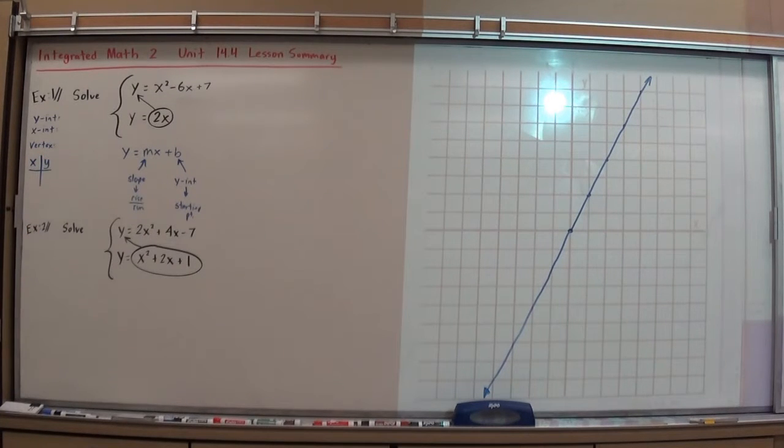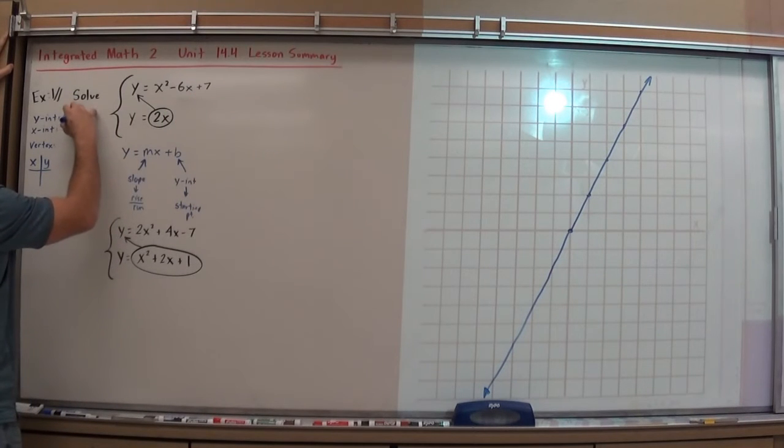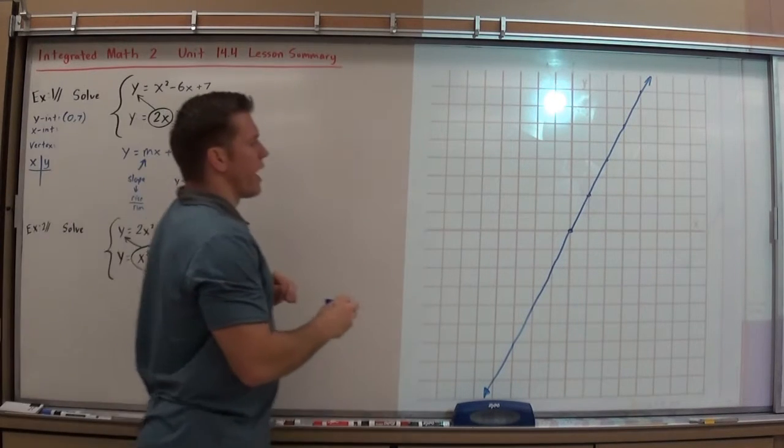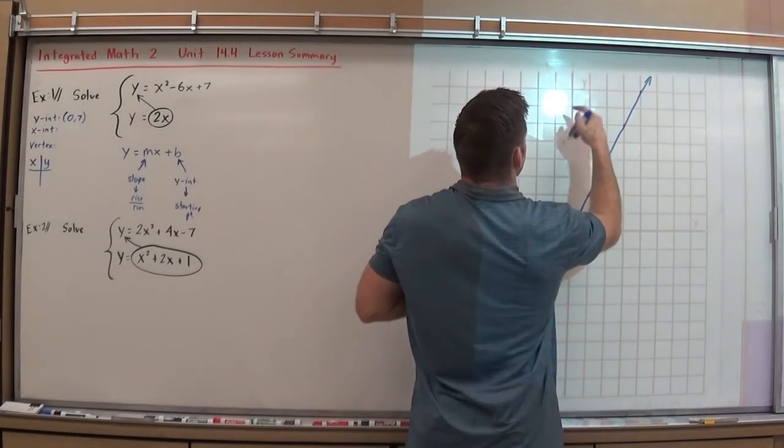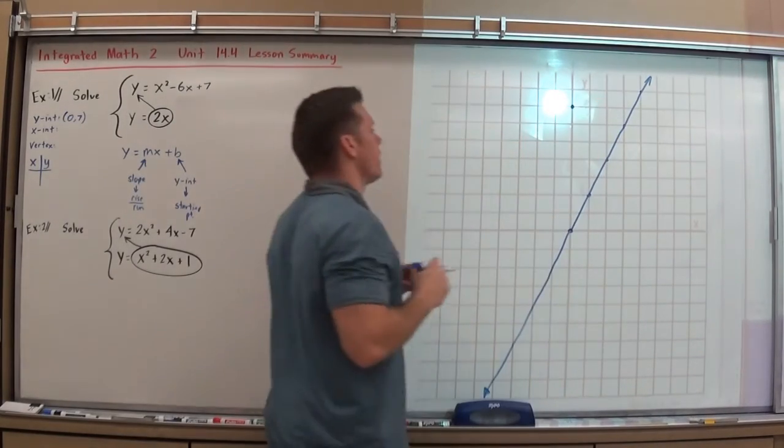So y-intercept, how do we get the y-intercept? Well, that's always the c value. So my y-intercept is (0, 7). I'll start by plotting that. 1, 2, 3, 4, 5, 6, and 7.